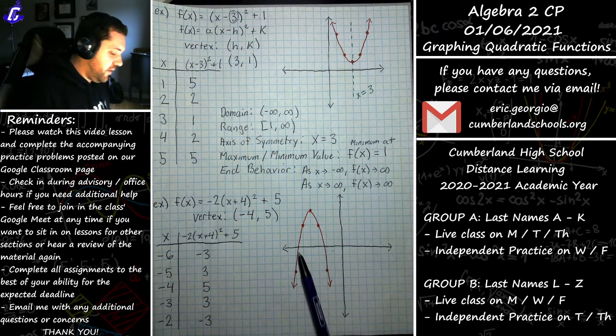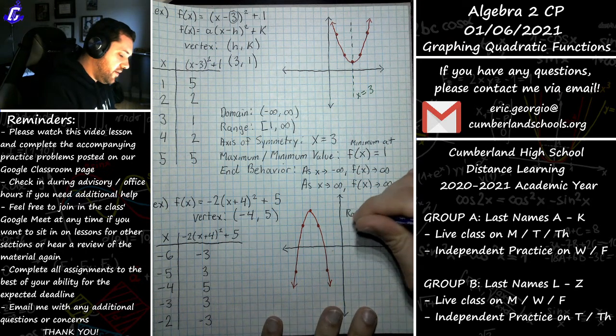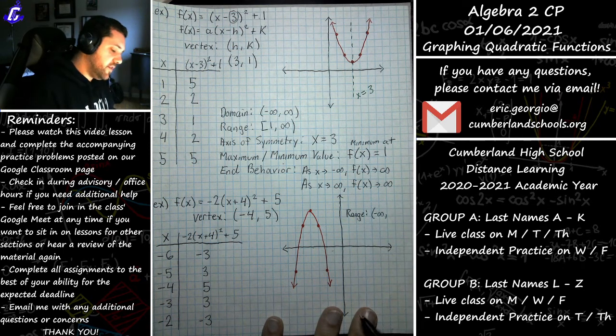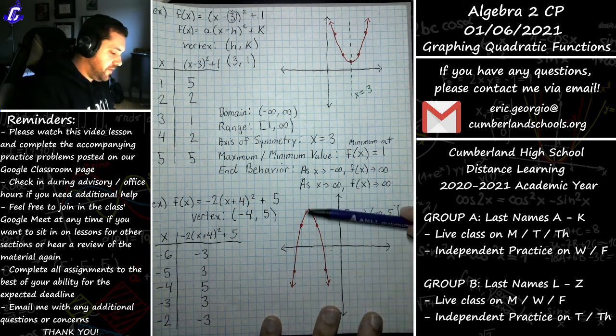Domain would be all real numbers. It extends to the left and right forever. Range, I will write, is negative infinity to, let's see, 1, 2, 3, 4, 5. It's the highest it goes, right? How far down does the graph go? It goes down forever. How far up does the graph go? It goes up to 5.